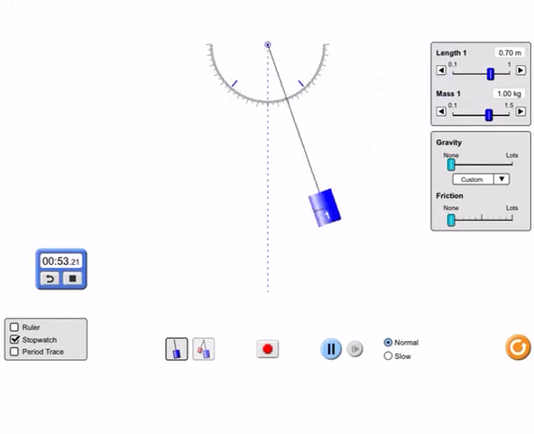However, when I increase or decrease mass, it isn't affected by it whatsoever. So mass does not affect the period of a pendulum. And yeah.